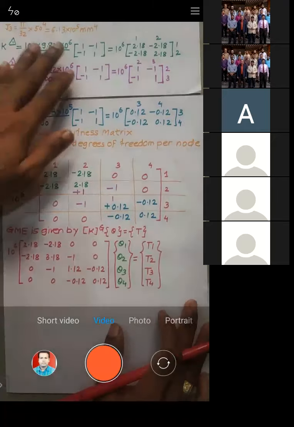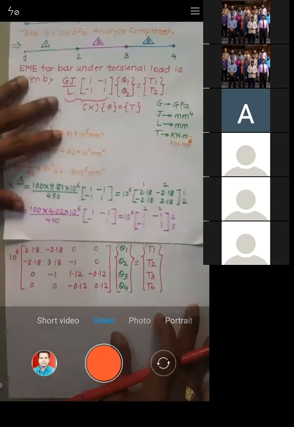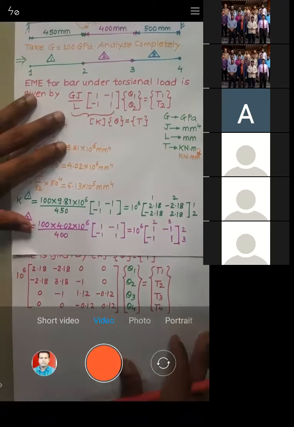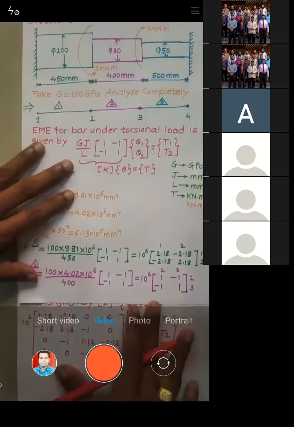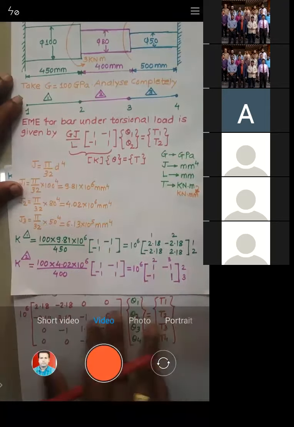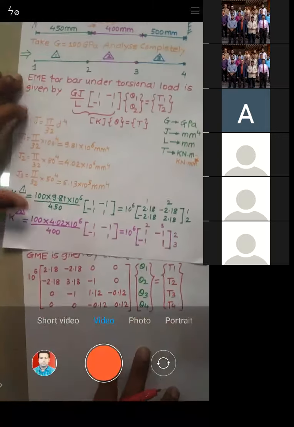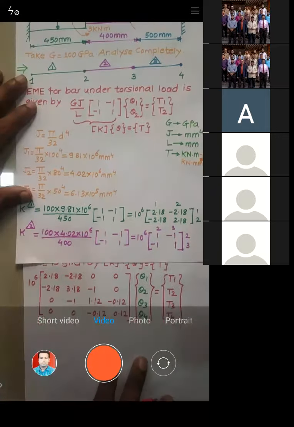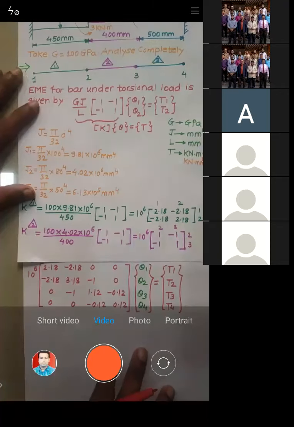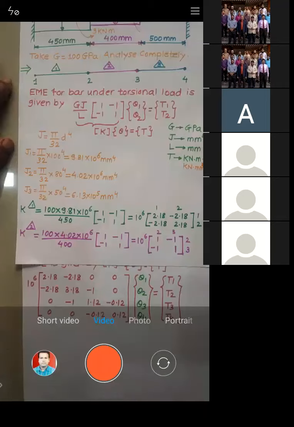Now we are supposed to solve this equation, and for solving this equation, we need to come back to the diagram. Just see the diagram and let me know how to solve this equation. Is there anything that we have not entered yet?